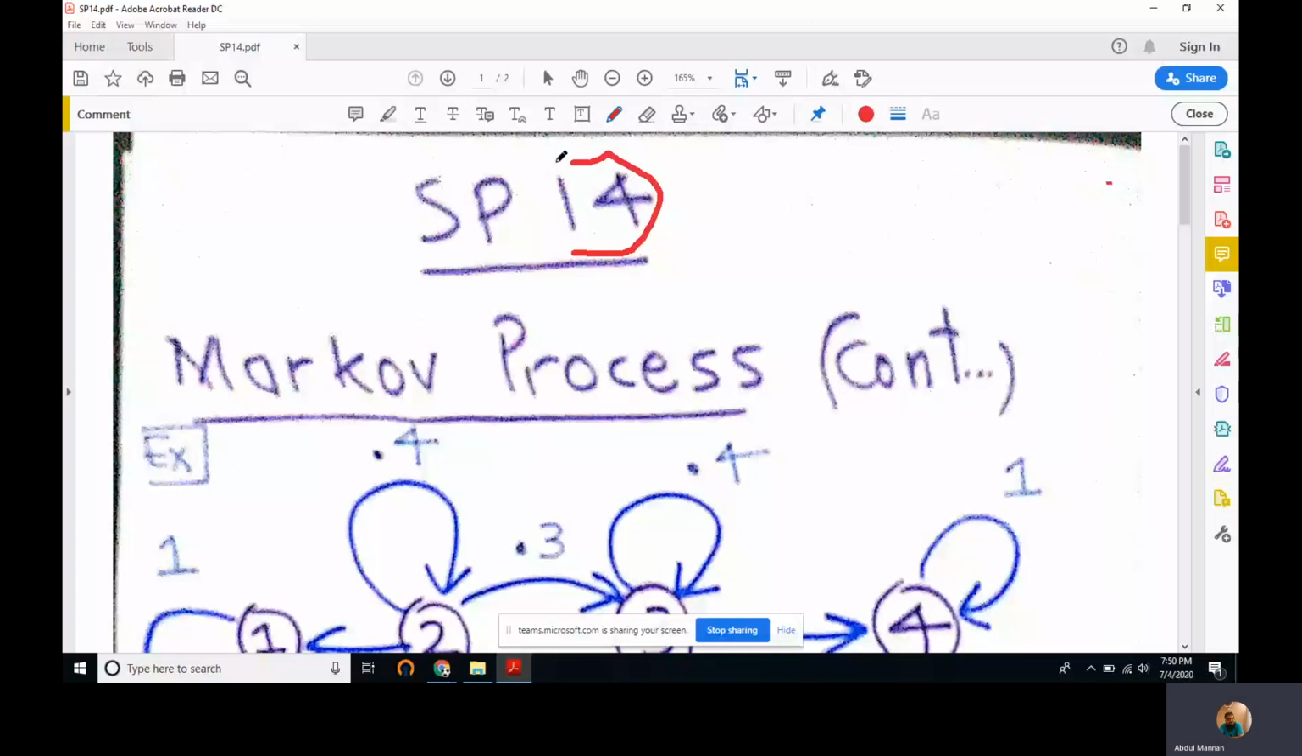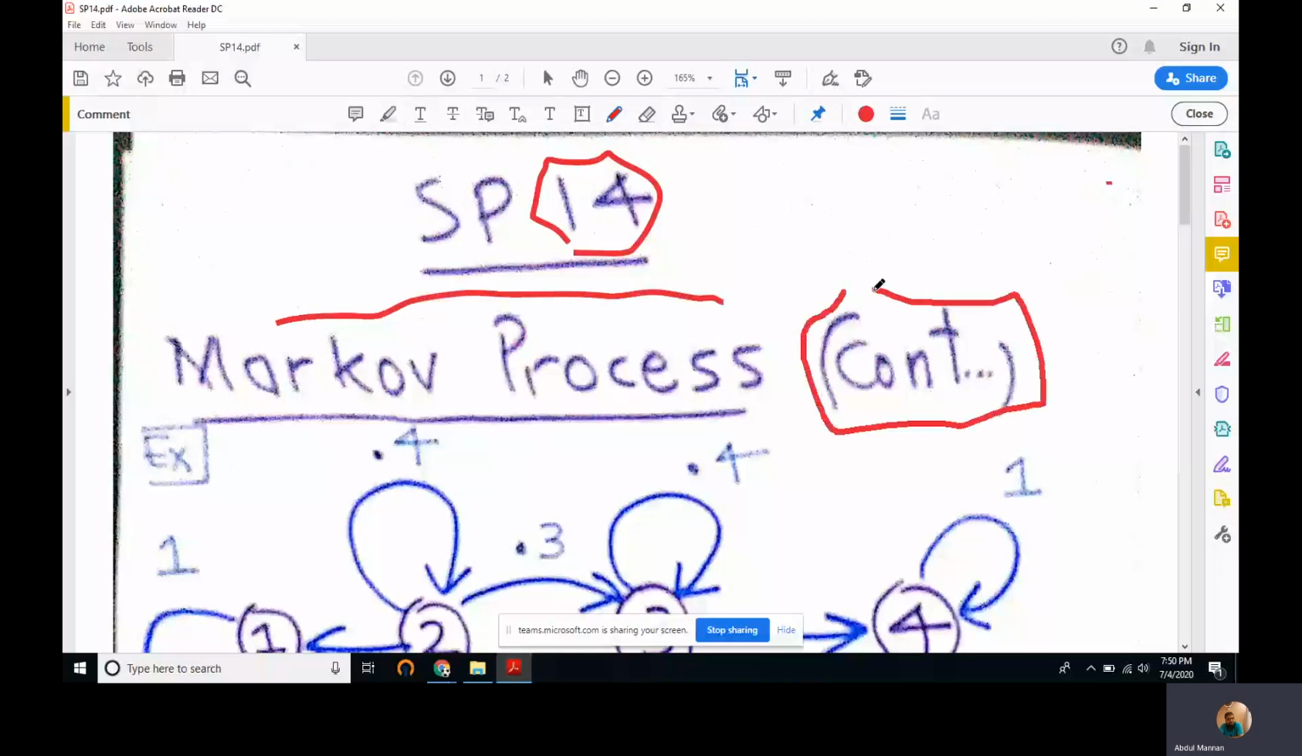14th lecture. We are studying Markov processes for the last couple of lectures, and we'll continue studying the same in this lecture.